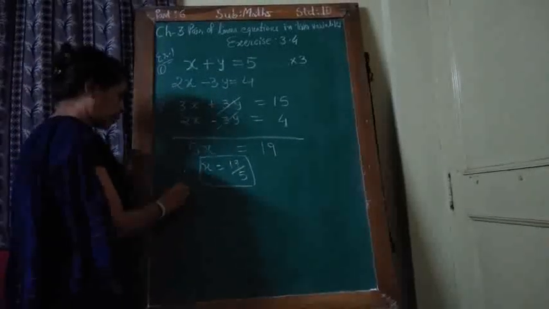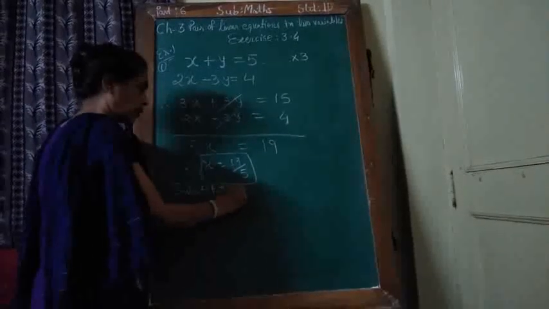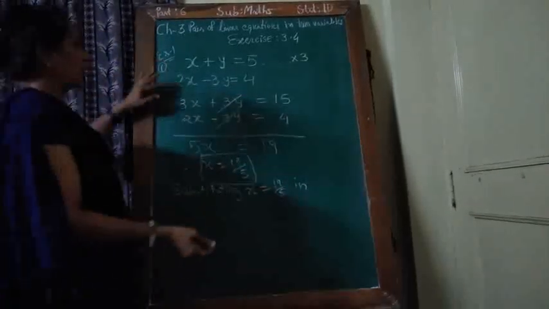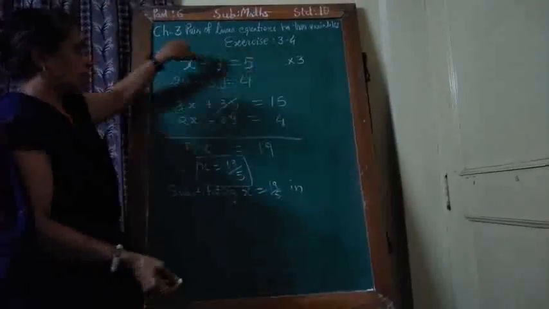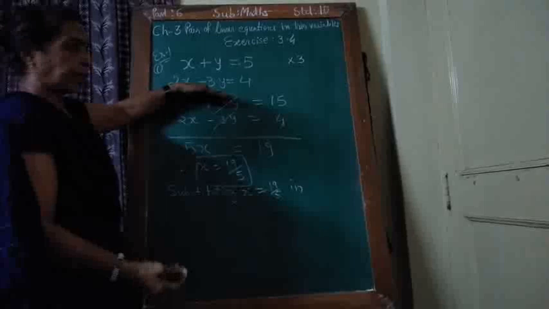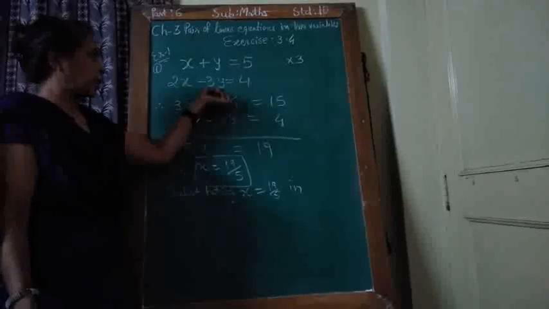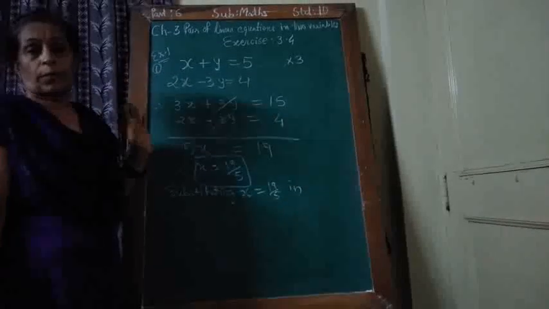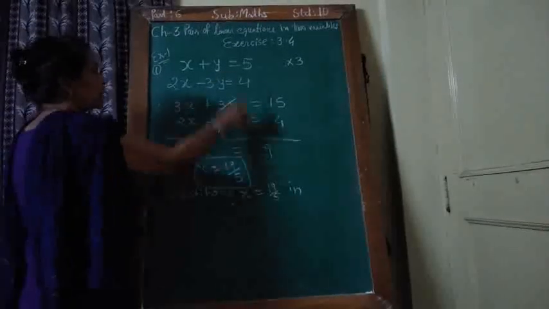So for that, what we said, substituting x equal to 19 upon 5 in one of the equations. Better to put it in one equation because the calculation becomes easy. If you put it in the other equation, also no problem, but the calculation becomes complicated because here is 2, here is 3 and here is 4. So you have to see in which equation you put it so that the calculation becomes easy. So I put this value here.